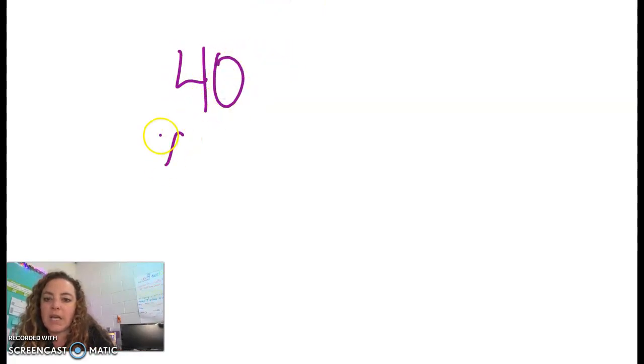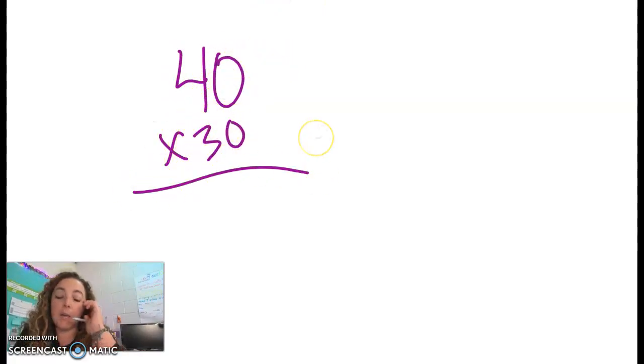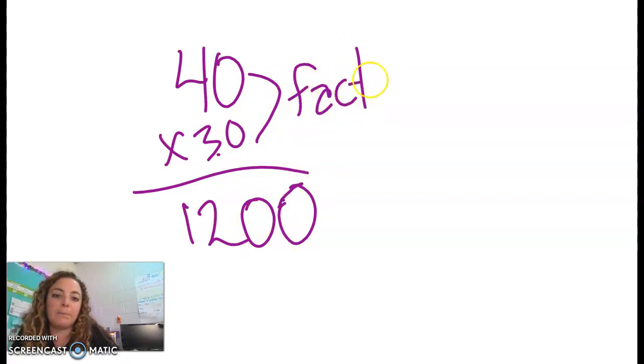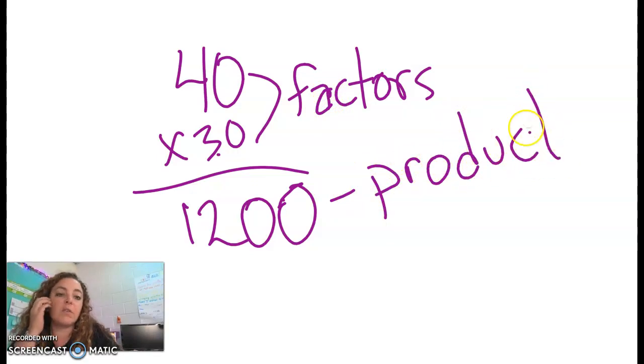40 times 30. Really what I focus on here is this 4 and this 3, and I know 4 times 3 is always 12, and then I count the number of zeros that I have in the factors because that's how many zeros I'll have in the product. Remember, these are called factors, right? They're the numbers that we multiply by each other, and this is called the product. And so those vocabulary terms become really important here, factors versus product, okay? So if I were doing 40 times 30, this is what I would get.